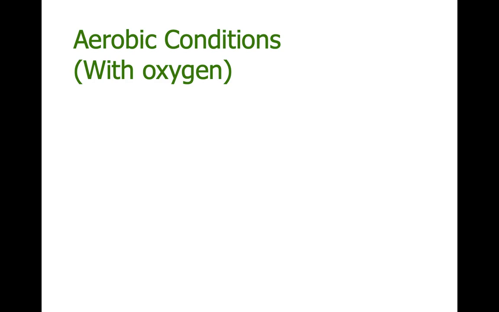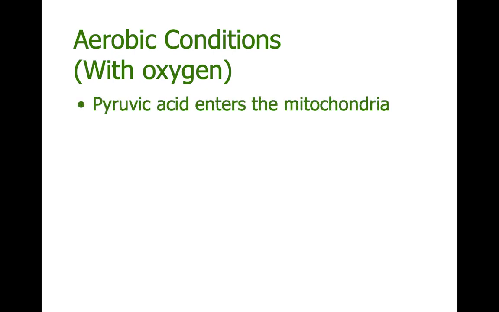What happens with aerobic conditions, with oxygen? Sitting in a chair, lying on your bed, listening to this lecture, you are operating under aerobic conditions. Unless, of course, you're listening to this on the treadmill at the gym, then you're over in anaerobic. Under aerobic conditions, pyruvic acid enters the mitochondria. Hopefully you're getting that when we talk about anaerobic or aerobic conditions, glycolysis is not included in this. Why isn't glycolysis included? Because it is not oxygen dependent. It's going to happen with or without oxygen.